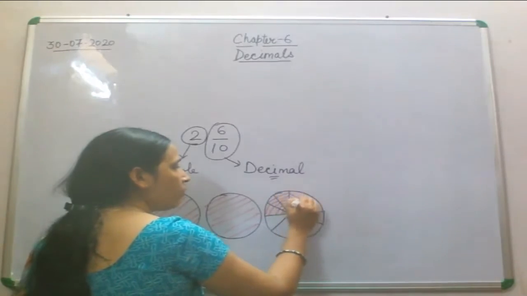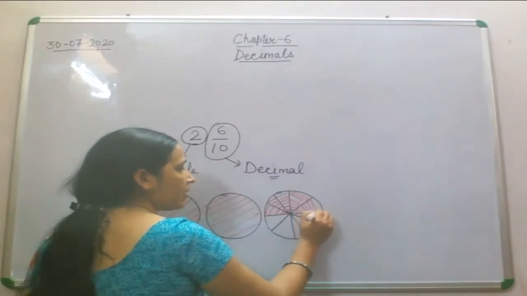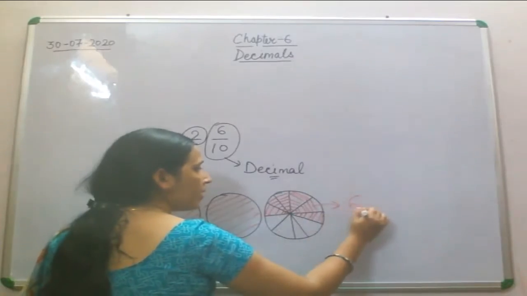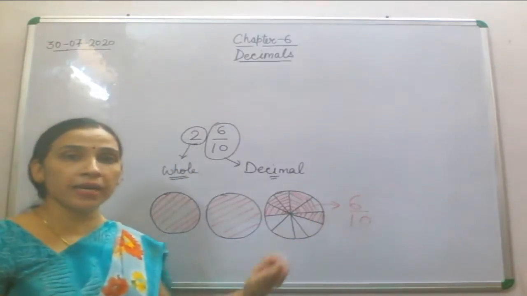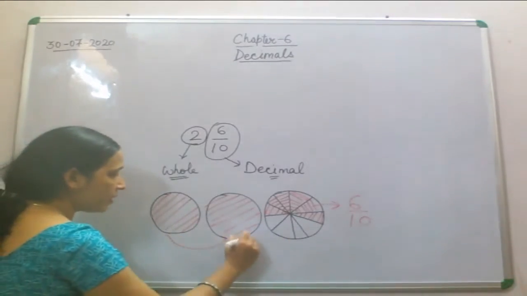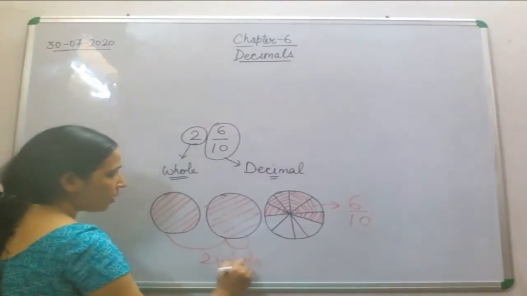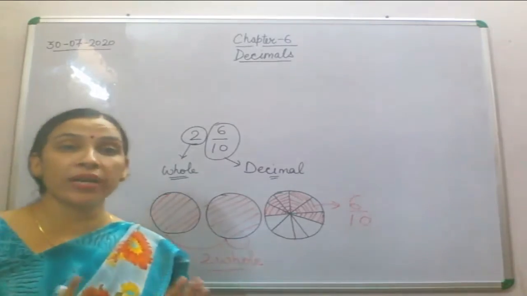3, 4, 5 and 6. So now this is representing 6 by 10, and these 2 wholes are representing this. This is representing 2 whole. I hope this combination is clear to everyone.